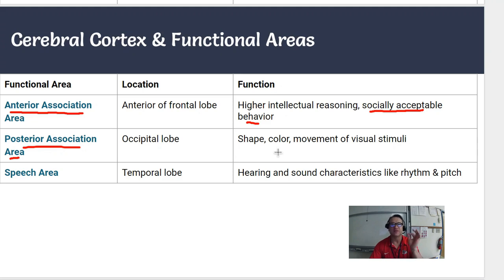So maybe you see a face and that is registered right here from the eyes to the primary visual cortex. When it goes to the association area, maybe you recognize, oh, that's Abraham Lincoln's face. So it's more deciphering and figuring out what the visual stimuli is that's coming into your occipital lobe from the eyes.